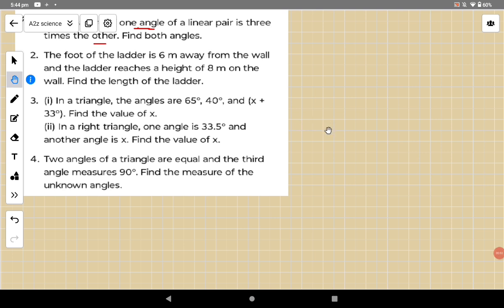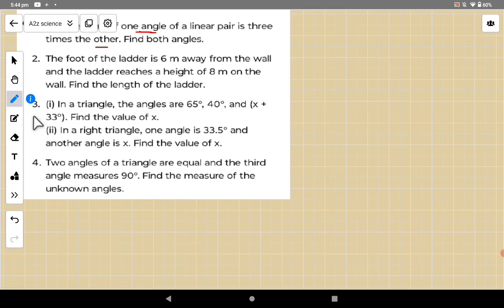Let's solve question number 3. In question number 3, in a triangle the angles are 65 degree, 40 degree and x plus 33 degree. Find the value of x. In a triangle, this is the clue. So sum of angles in a triangle is how much? 180 degree.